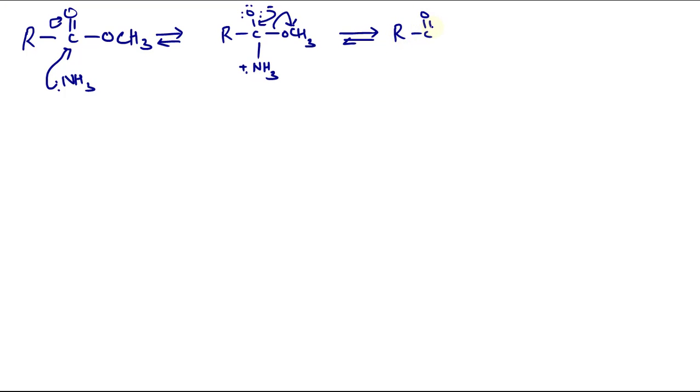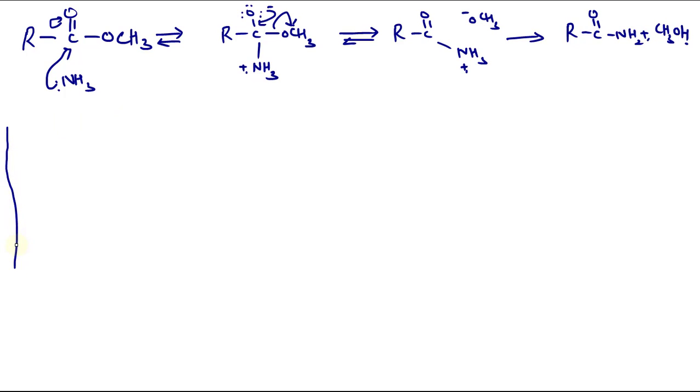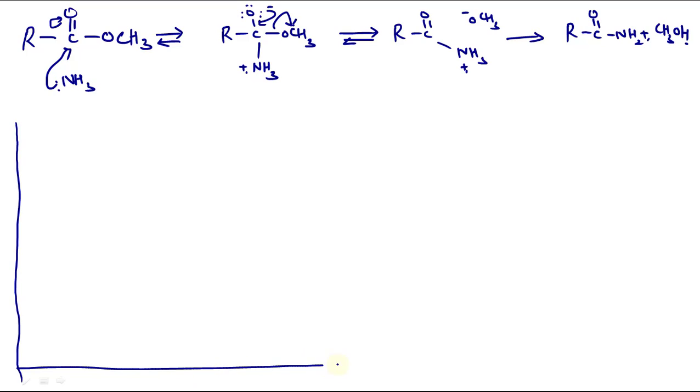It is a separate step. Okay, it is not concerted. NH3 positive, OCH3 negative, and then there is a deprotonation. This abstracts a proton, this mechanism we have done. CONH2 plus CH3OH. Now if we have to draw its energy profile diagram, let us draw it. Then we will just compare it with the alkyl substitution.